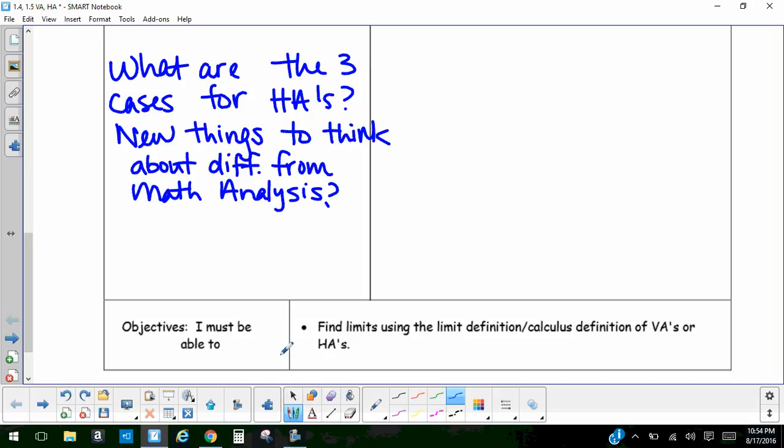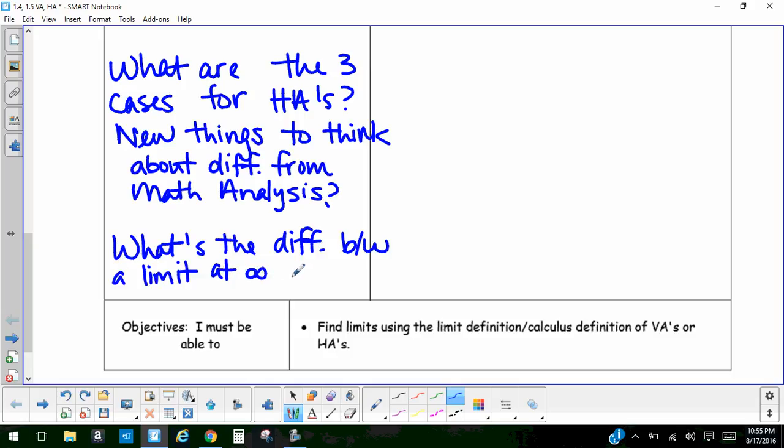And the last thing, what's the difference between a limit at infinity and an infinite limit? What causes each?